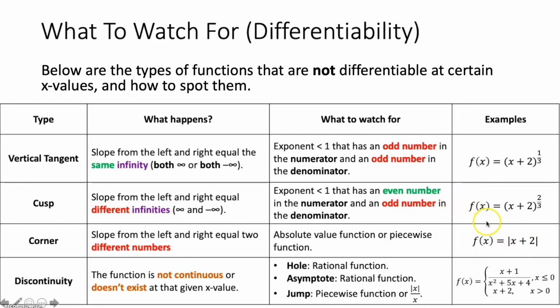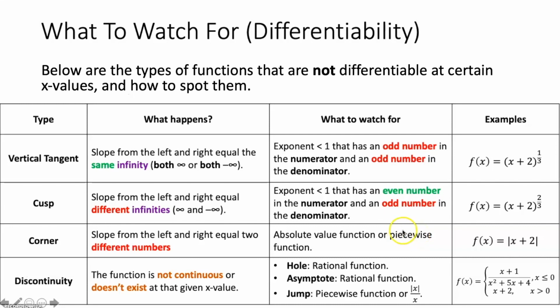Coming in from the left, we have a slope of -1, but coming in from the right, we have a slope of +1. Because the slopes coming in from the left and the right equal two different numbers, we know we have a corner at x is equal to -2, whatever causes this to equal 0. A piecewise function is also another place where you could have a corner.